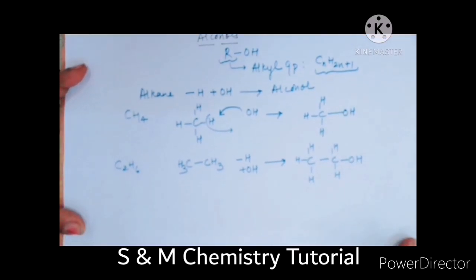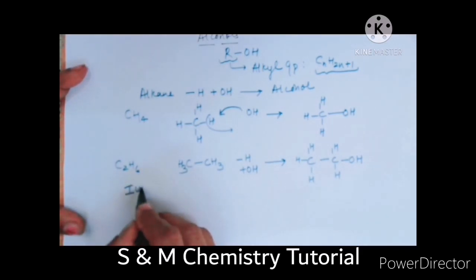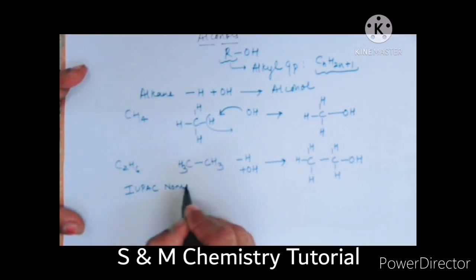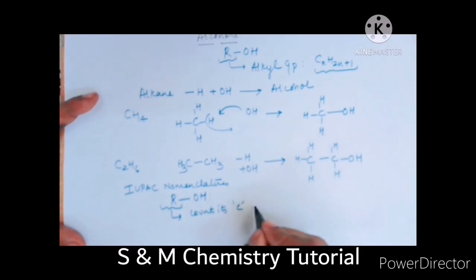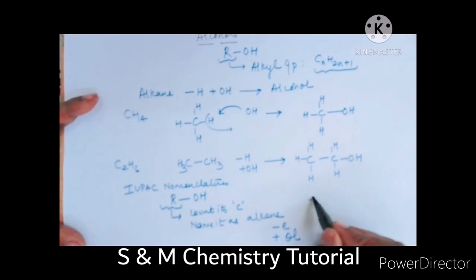Coming to the nomenclature of the alcohols, the IUPAC nomenclature says, in case of an alcohol ROH, you take the R group, count its carbons in the longest chain, but the carbon chain should have the OH on one of the carbons. Count its carbons and name it as an alkane. After that, remove the E and add OL. I'll give you an example for this.